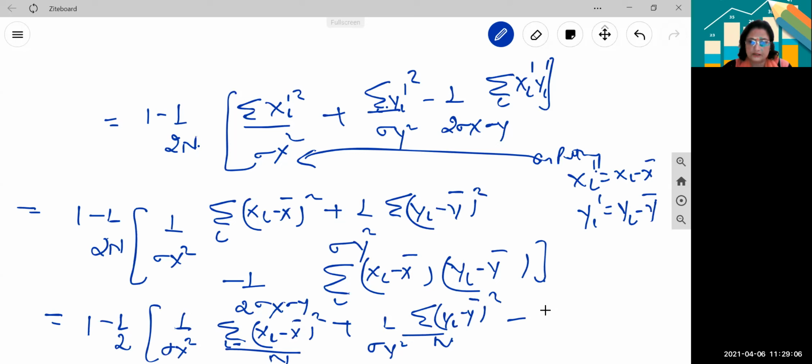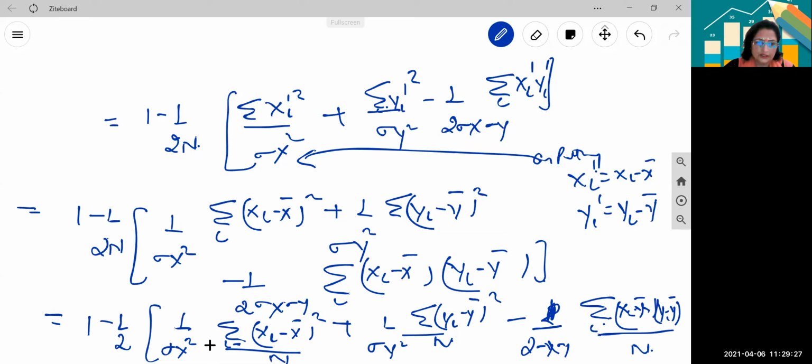And same here, minus 2 upon, minus 1 upon 2 sigma x sigma y. This is sigma x and sigma y. This is summation xi minus x bar, and you are writing here yi minus y bar upon capital N. So what is the value of this expression? This is the variance of x. This is the variance of y, right? Because we are not writing in expectation, we are now writing it in the form of summation, and this is the value of covariance between x and y. So we will substitute the values.